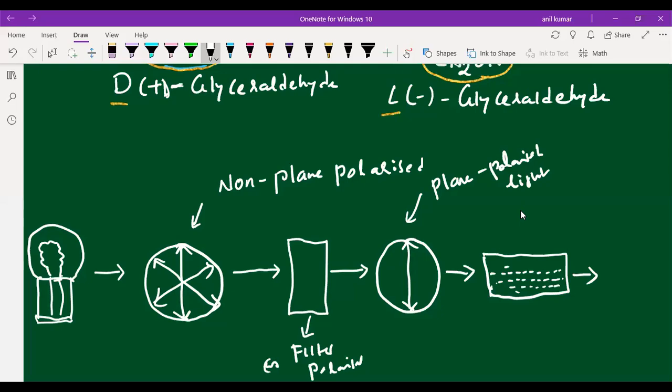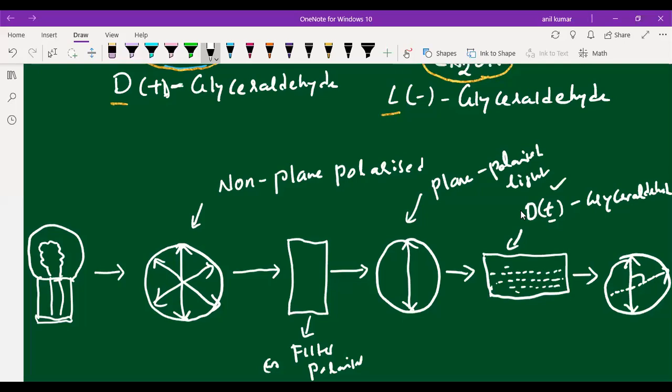Now let us assume we have taken D plus glyceraldehyde solution. It is a dextro compound. Because it is a dextro compound, the plane polarized light will rotate to the right side direction by a certain angle. That's why we give the configuration plus.